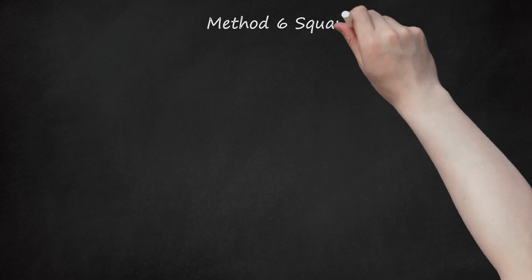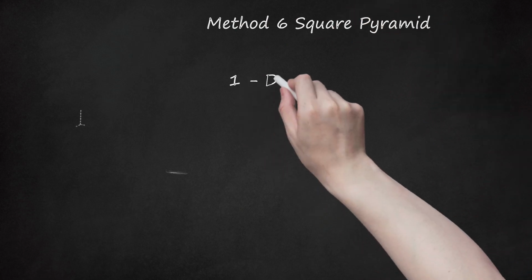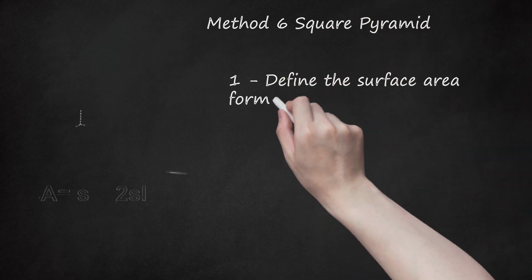Method 6: Square Pyramid. 1. Define the surface area formula for a square pyramid.